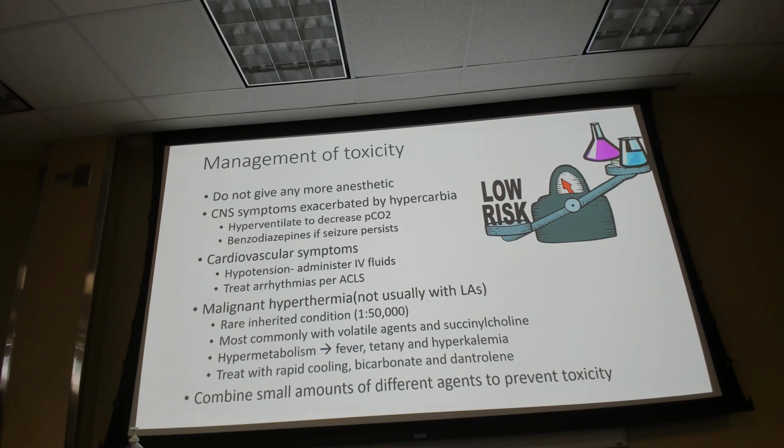Most patients actually don't know they have it before you give them any of these medications, but it results in a hypermetabolism. So they'll get fever, muscle rigidity, and hyperkalemia. It's an emergency, and their fevers are usually pretty significant, that hyperthermia. So we need to treat with rapid cooling, bicarb, and the only reversal agent we have for it right now is dantrolene, the medication we give for that.